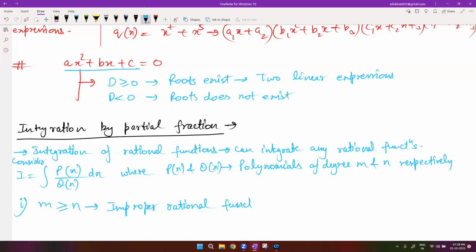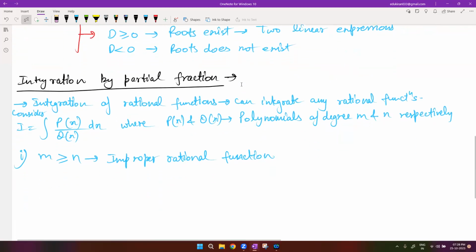Improper rational function. In case of an improper rational function, please first divide the polynomial present in the numerator by the polynomial in the denominator. For example, if the numerator is a polynomial of degree 3 and the denominator is a polynomial of degree 1, then we will first divide the polynomial of degree 3 by the polynomial of degree 1, right? And after dividing, we will get some quotient and some remainder, right?